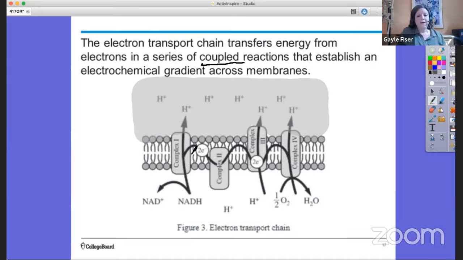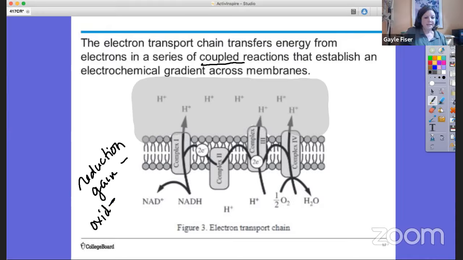So we have this redox going on. In case you need brushing up on your chemistry, when you are reduced, you're gaining electrons. When you're oxidized, you are losing electrons. So let's look at what's happening to NADH. Those electrons are getting off, right? So your NADH is being oxidized.